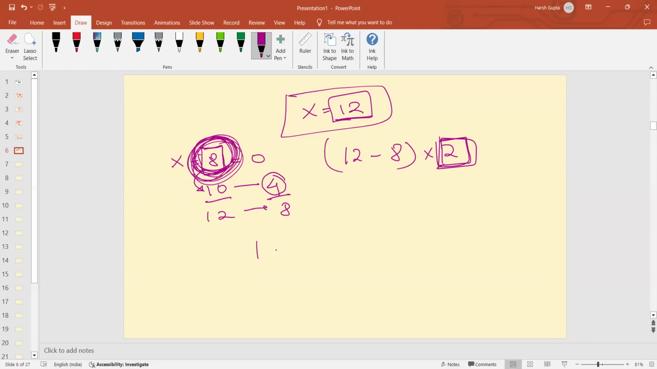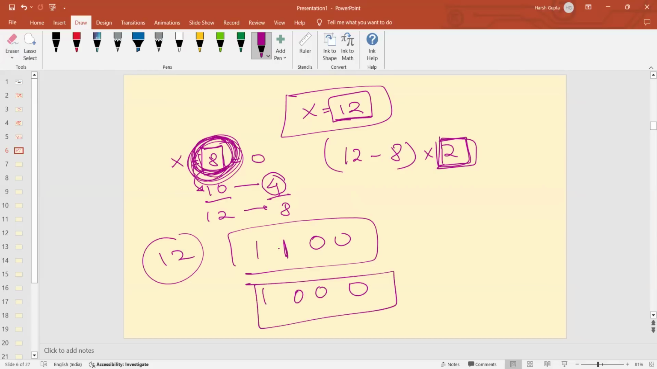For 12, if you try to write down the binary representation of 12, it would be something like this. This is actually what 12 is. So the largest number that is a power of 2 and is less than 12 is actually this. That is the most significant bit and all zeros. Because any number that is a power of 2 will contain only one set bit, right? And all other bits will be 0 moving forward.